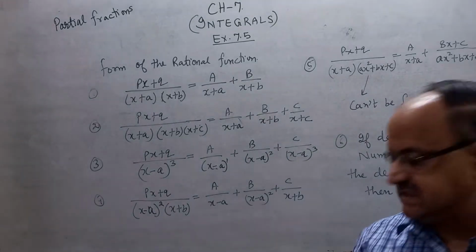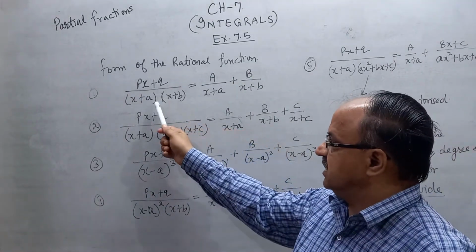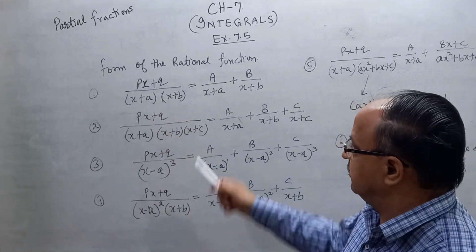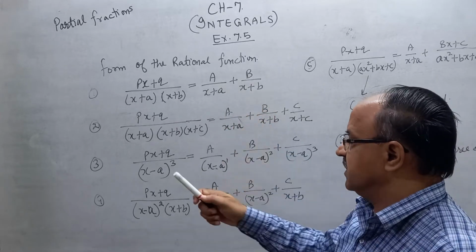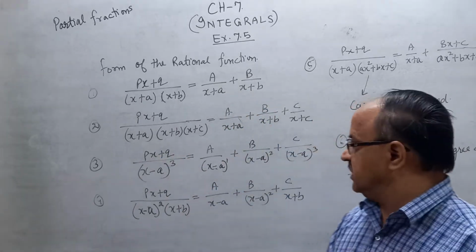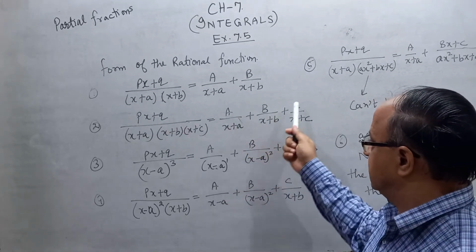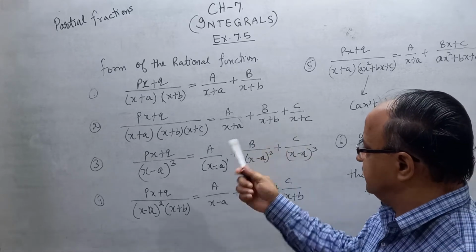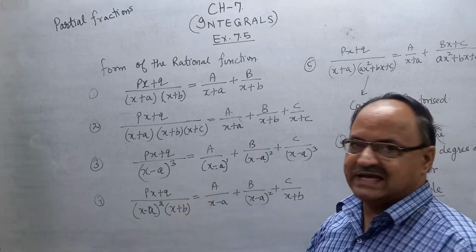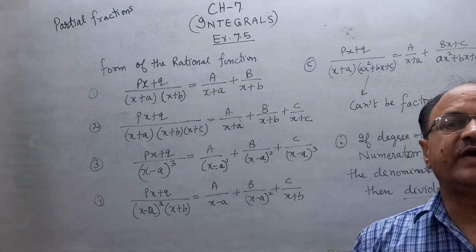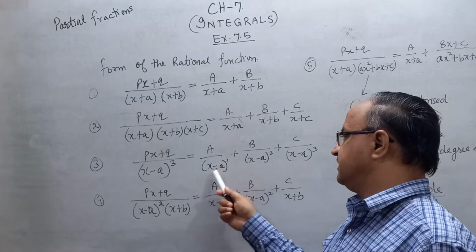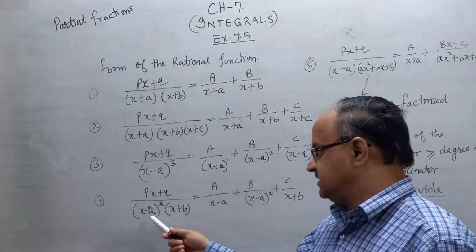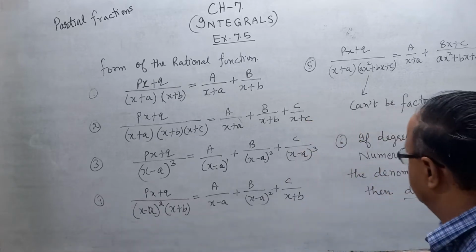If your question is in the form of linear upon linear into linear factor, then you can write a upon x plus a, b upon x plus b. If there are three factors in the denominator, then you can write a upon the first factor plus b upon the second factor plus c upon the third factor. You can arrange these factors as you wish. Linear upon x minus a whole cube, a repeated factor: then you can write a upon x minus a first power, b upon x minus a second power, c upon this. And this is a repeated factor, also written separately. This is very important.